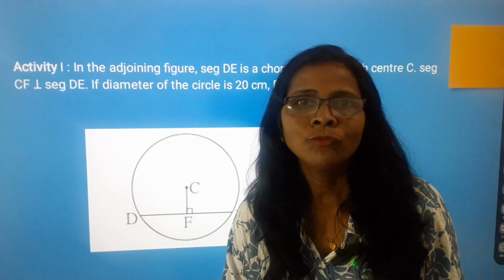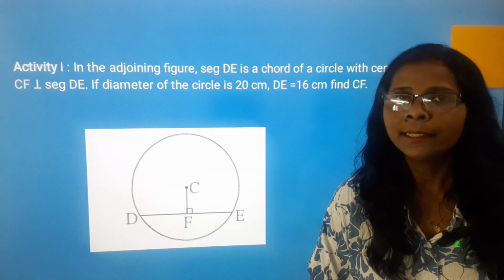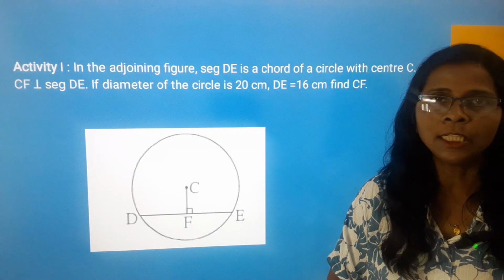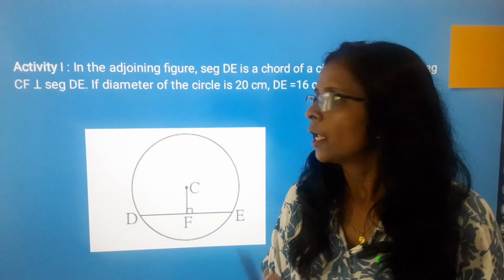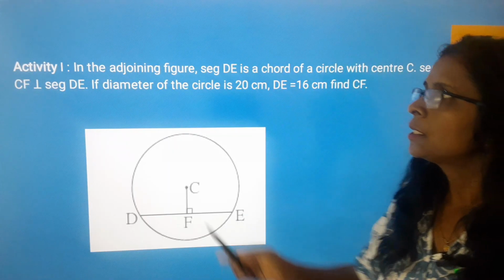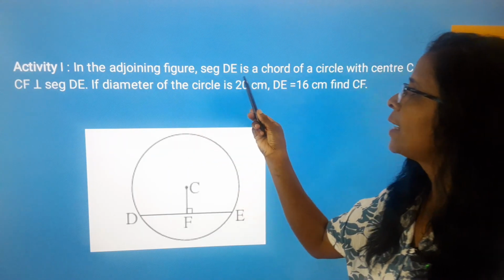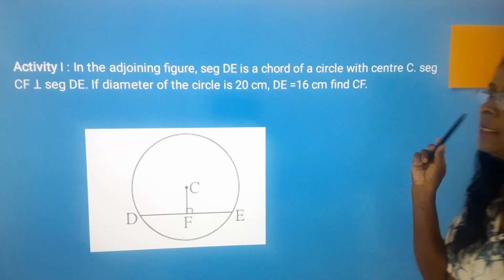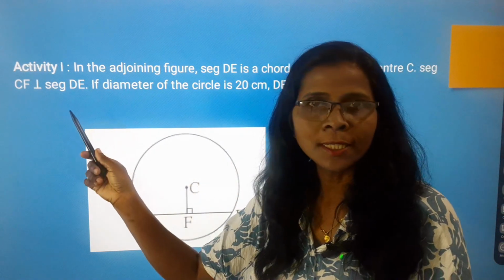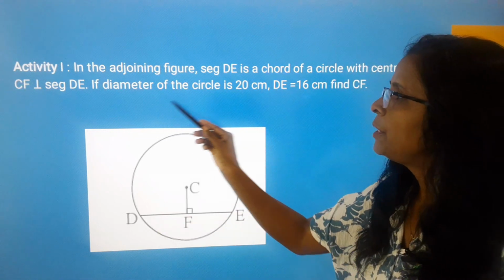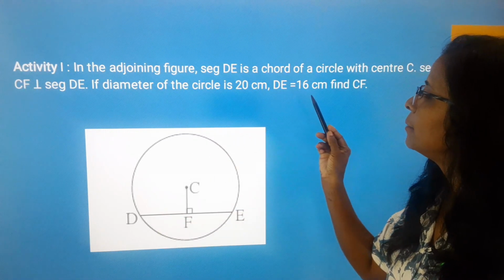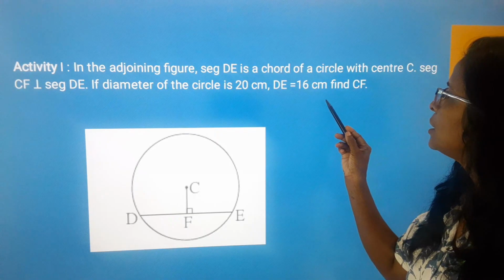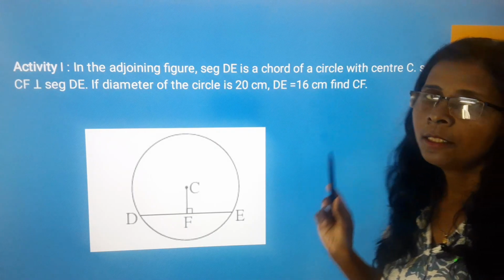Now on the basis of the properties of the chord, let us see the three activities here. First activity is, in the adjoining figure, segment DE is a chord of a circle with center C. Segment CF perpendicular to segment DE. If diameter of the circle is 20 cm, DE is equal to 16 cm, find CF.